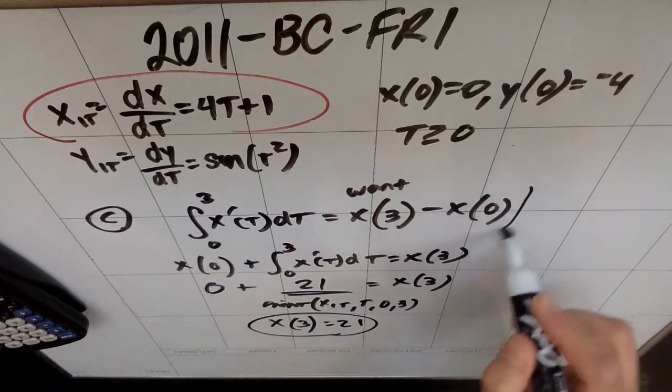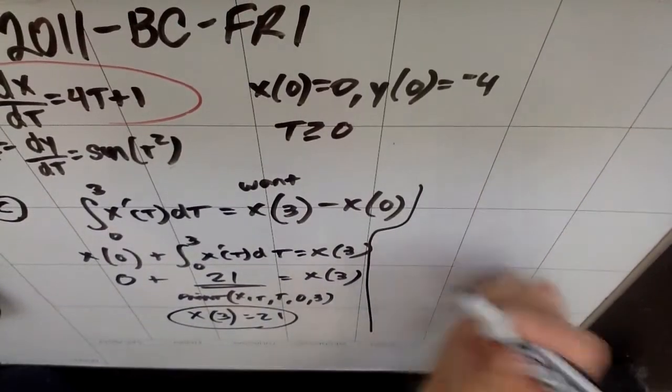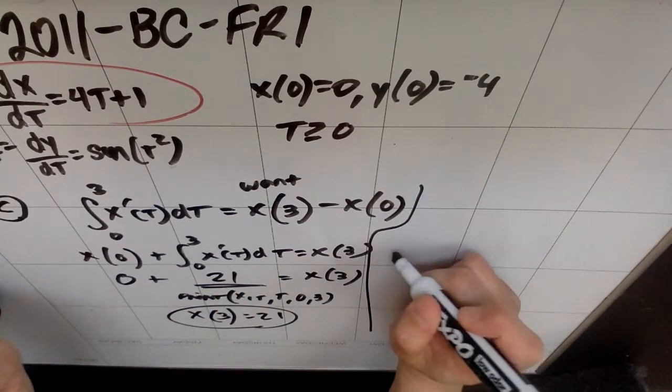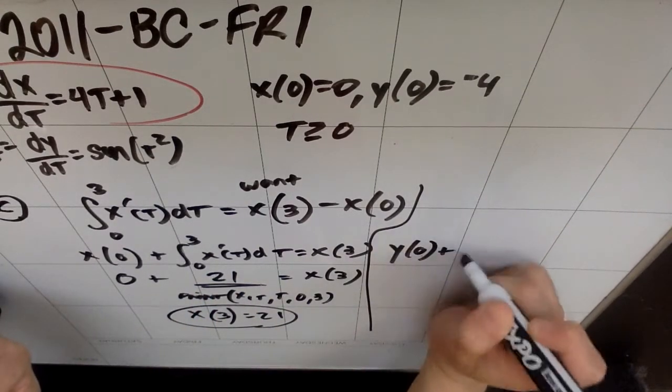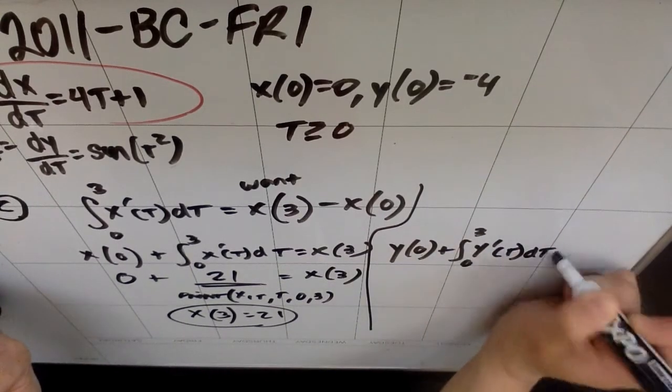But they wanted the position both in terms of x and in terms of y, so if I slide this guy over for you for a sec, the same thing's going to be true with y, except instead of integrating x prime of t, I'm integrating y prime of t. So I can pretty much skip to y of 0 plus the integral from 0 to 3 of y prime of t dt equals y of 3.